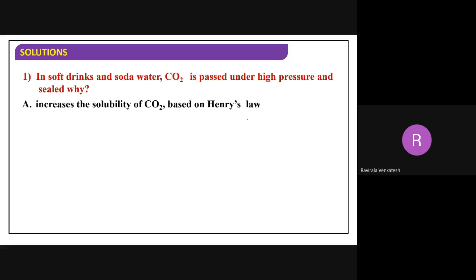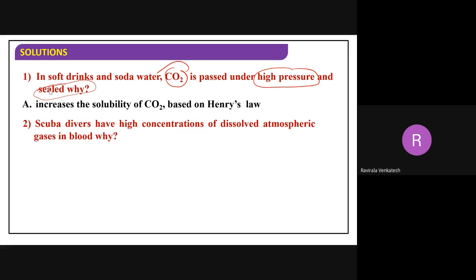In soft drinks and soda water, carbon dioxide is passed under high pressure and sealed. What is the reason? It is based on Henry's law only, to increase the solubility. The carbon dioxide is dissolving in the water at which pressure? High pressure. Why are they sealing? Because the gas could not escape from the solution.